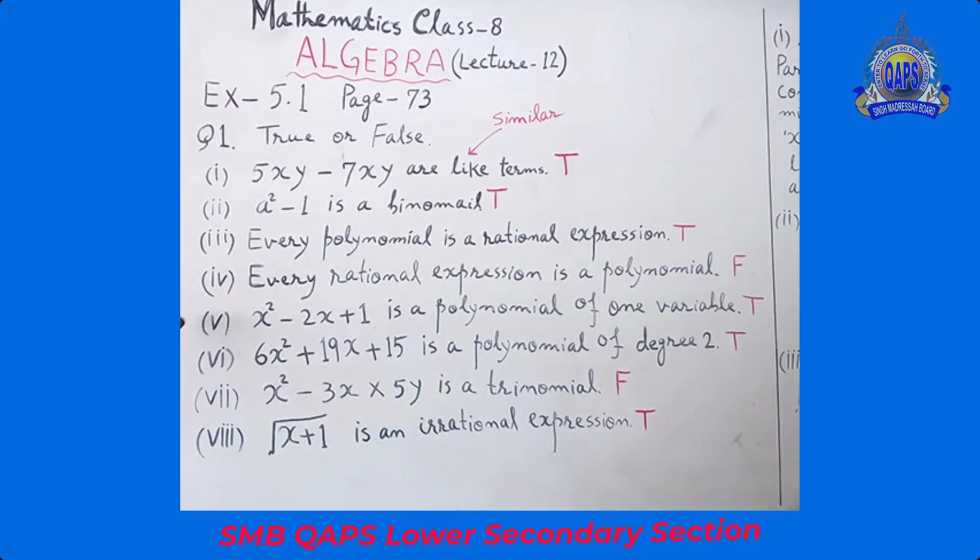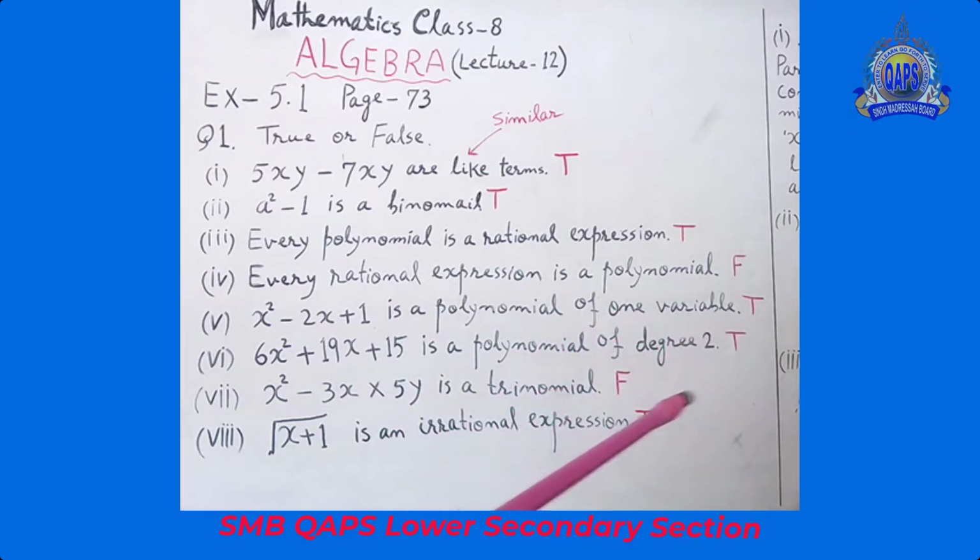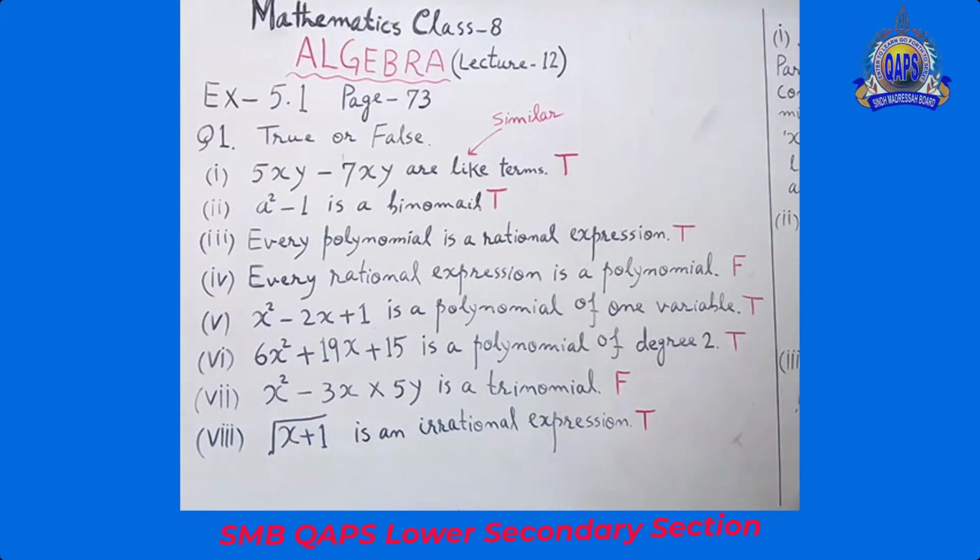Number 5. X square minus 2x plus 1 is a polynomial of one variable. Answer is true. Let me explain. See, variable. All the English letters from A to Z are called variables.